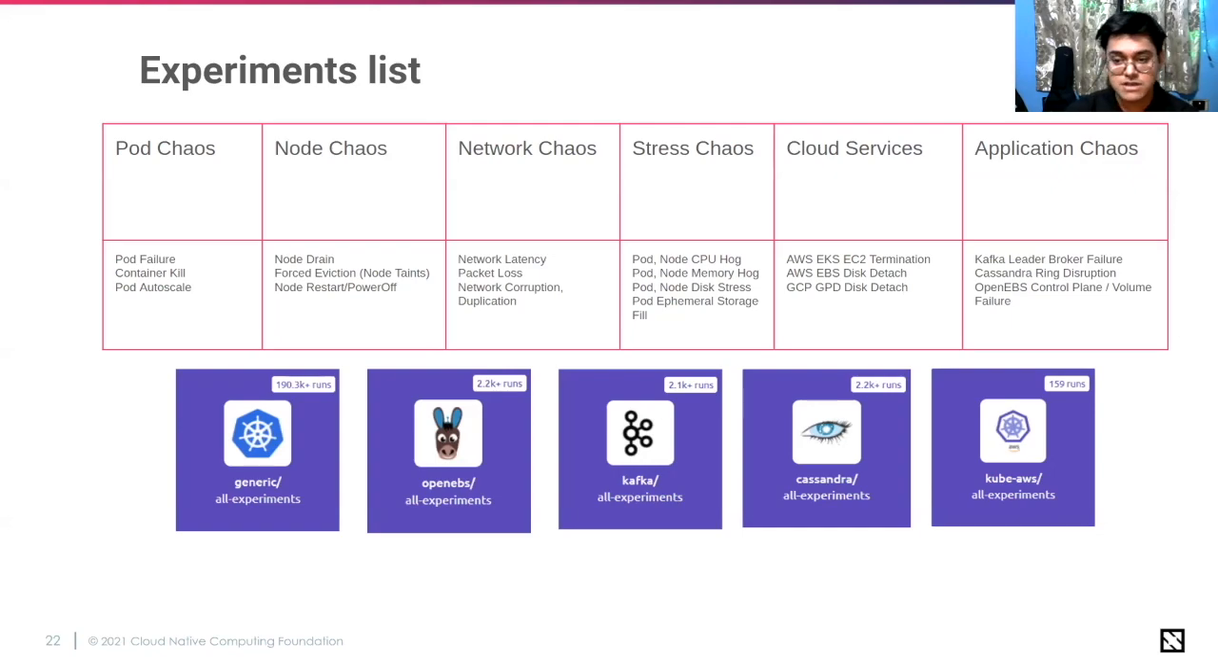In application level, you can also target Cassandra or Kafka or, let's say, OpenEBS. And if you have your specific application in mind, you can write your own custom chaos workflows to inject chaos for your specific needs.